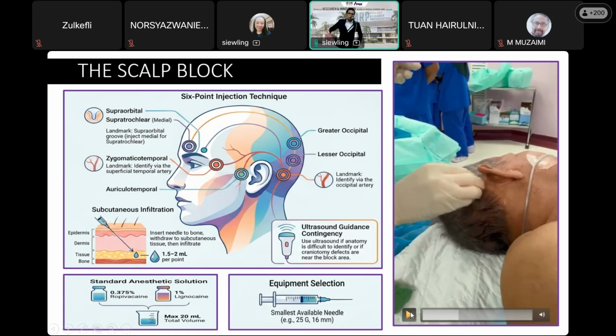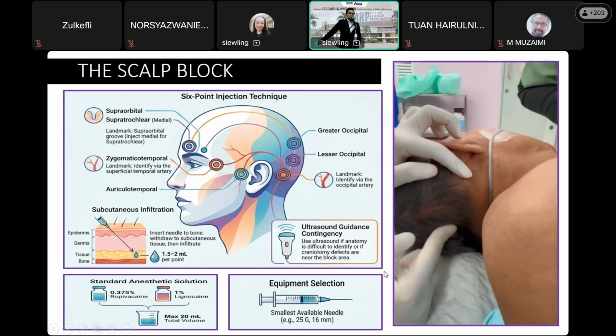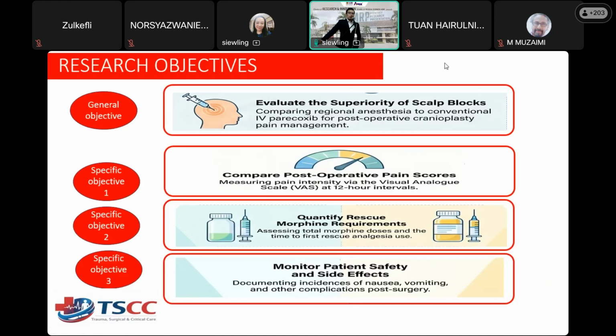Okay, this case was done in a hospital called Cry, where they invited me for an awake craniotomy for the laminectomy. So we did the scalp block there and taught the anesthetists at the hospital on how to actually give scalp block in these patients. So basically, this is the gist of the study, the scalp block that we are using for the postoperative pain this time around. Okay, so what are the objectives of this study?